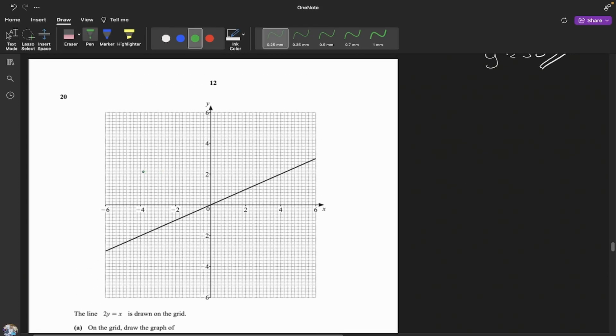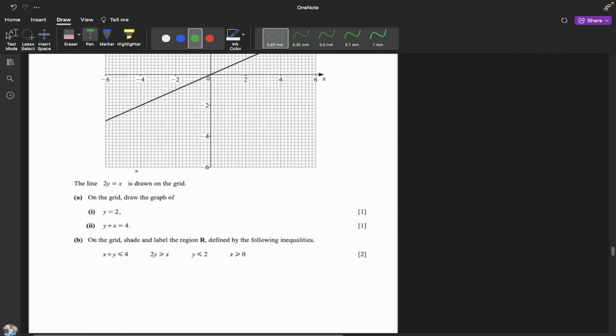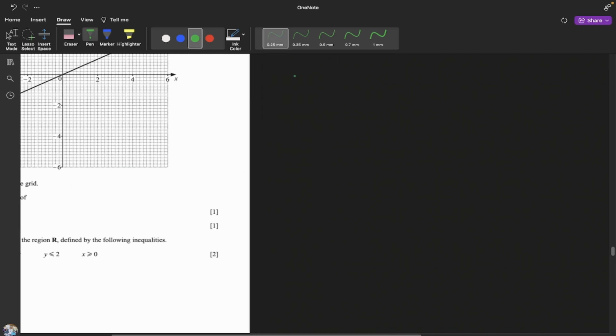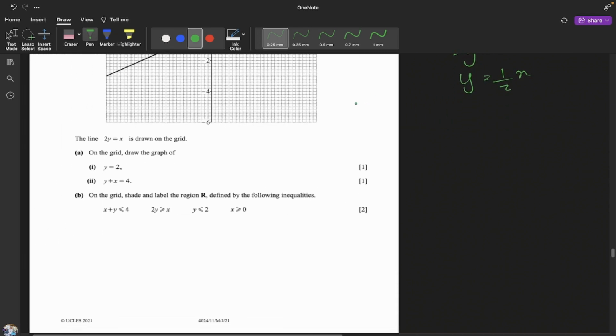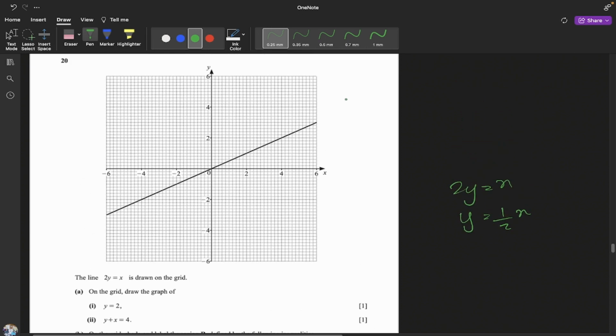Now we go to 20th question, which is a graph. First they say the line drawn in the graph is 2y equals x. So y equals half x. Now on the grid, draw the graph of x equals 2.